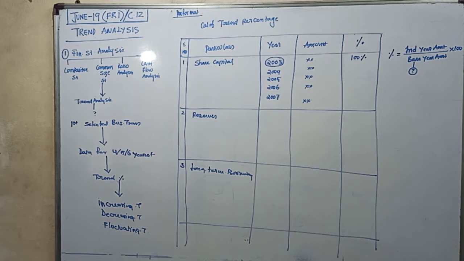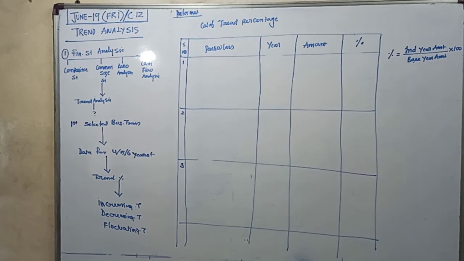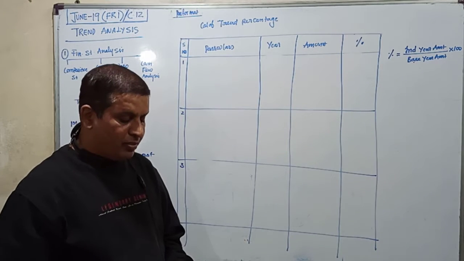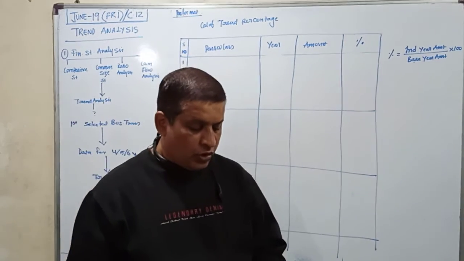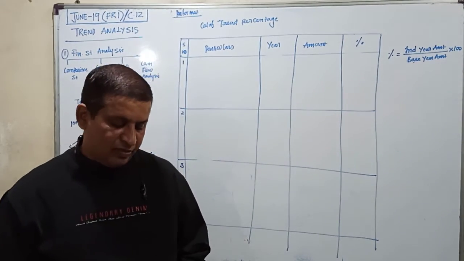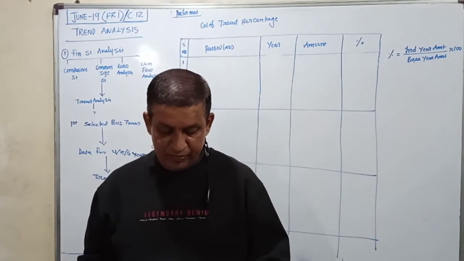So this is the proforma for calculating trend percentages. Now we'll look at the problem from the worksheet. So let's go to the worksheet and take a problem from it. Problem number 9. Take your worksheet, come to problem number 9 and let's read the problem.